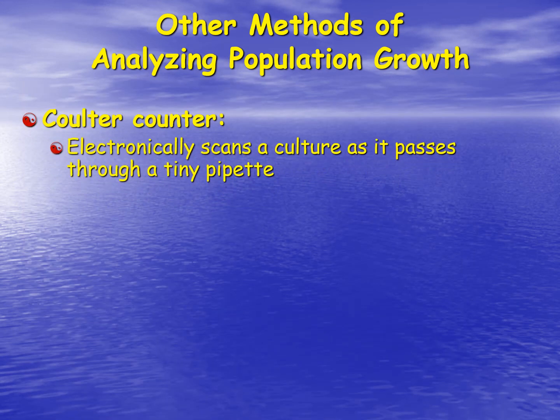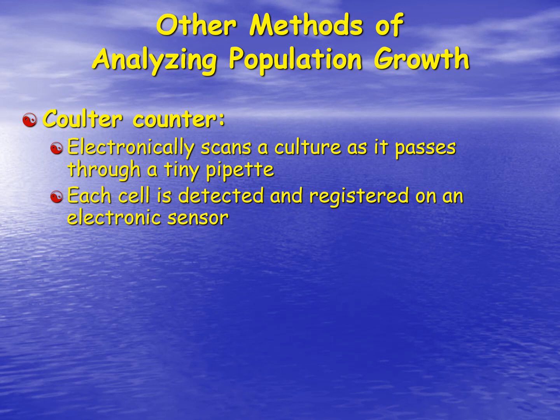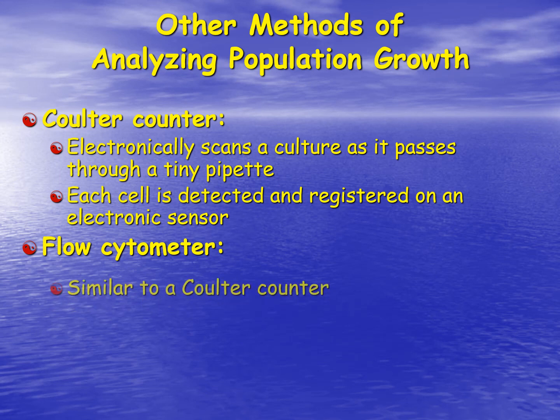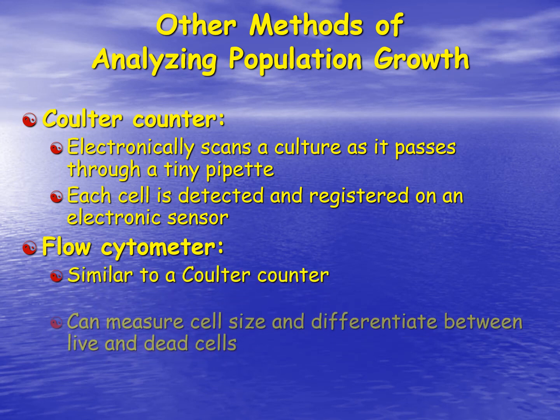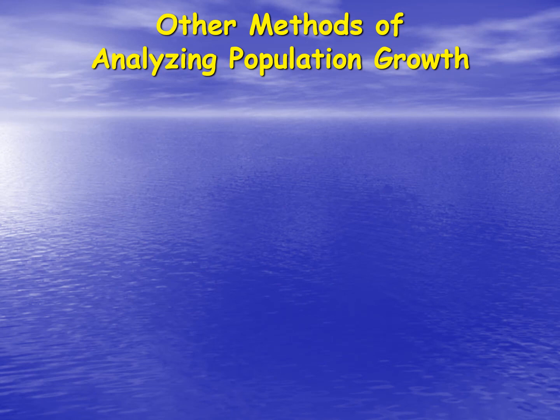The culture counter is an electronic scanner that scans a culture as it passes through a tiny pipette. Each cell is detected and registered on an electronic sensor. And so it does count the total number of cells. But the flow cytometer is a much more accurate count because, while it's similar to a culture counter, it will measure the cell size and differentiate between living and dead cells. So it will only count the living cells that were in the sample.